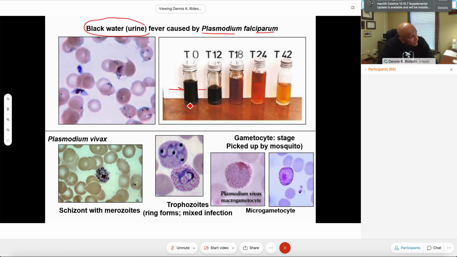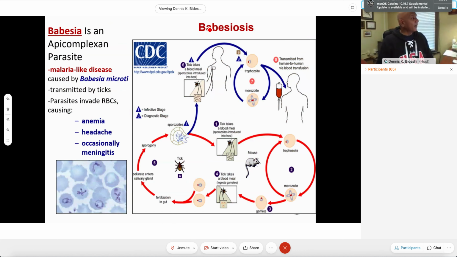So this is what you see from day zero. All right, this is when you have a spike, red blood cells are breaking up. You see a lot of black urine back here. This is what's produced in that patient. Then it kind of clears up by 2 days or so, and then the cycle starts over again. So this is called black water fever or black urine fever. Nonetheless, it's caused by the most vicious of these species, Plasmodium falciparum.